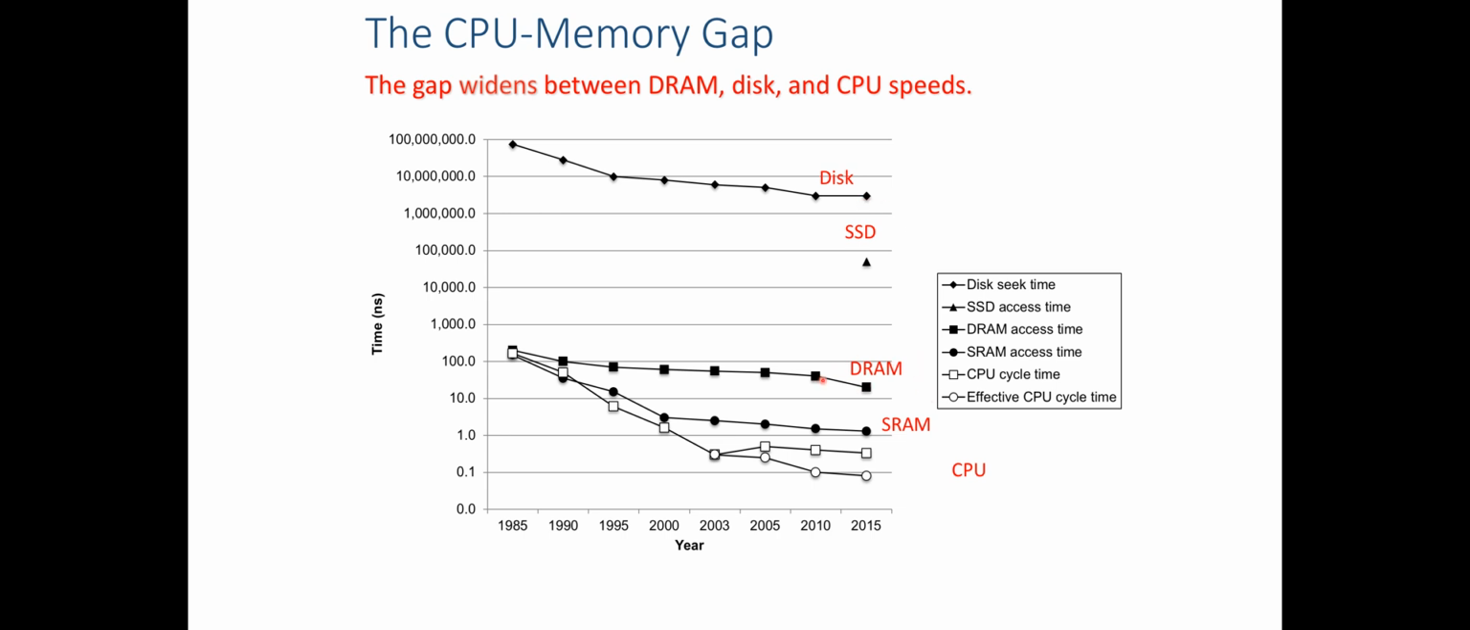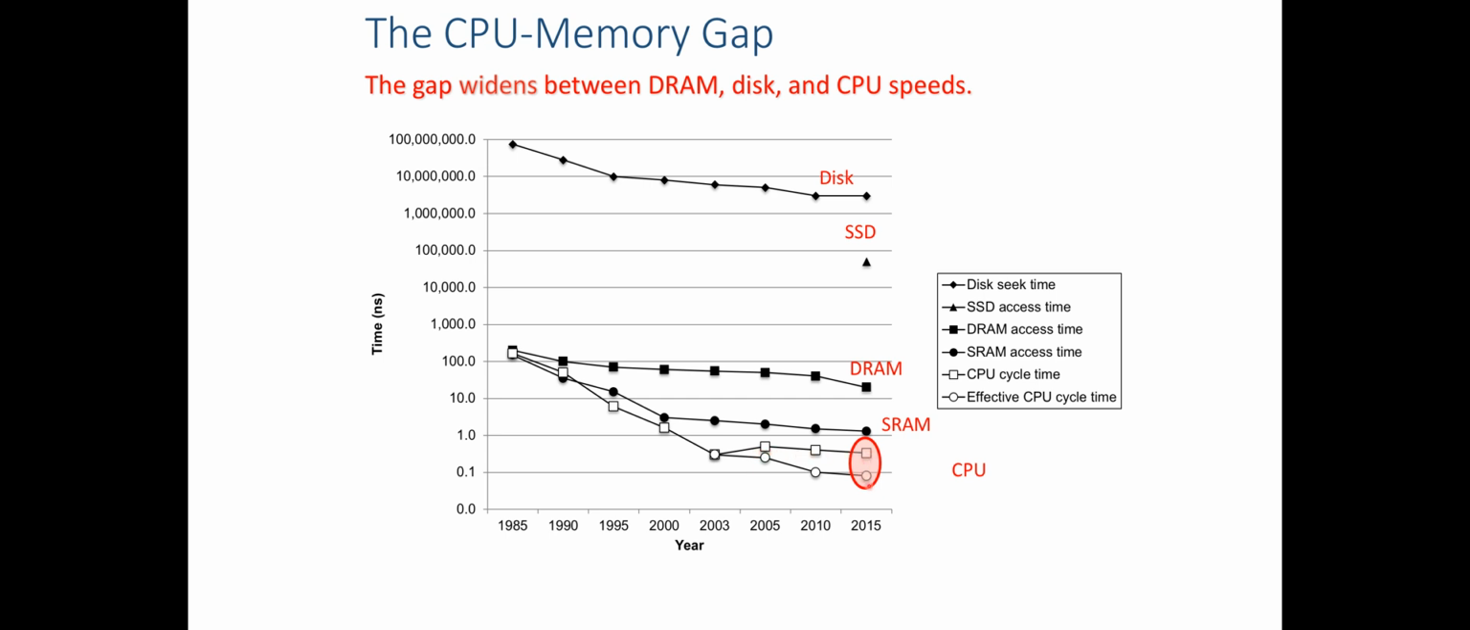Here's our main memory. This is still getting a little better, but there will be a time at which this pretty much flattens out as well. SRAM is the static RAM that's used for cache. That's faster yet, but you see it too is not changing that much anymore in terms of access time. But what we saw from the previous table is that this effective cycle time for a CPU is faster. So the CPU is still running faster than any of these times that we can access any of the memory on the machine.